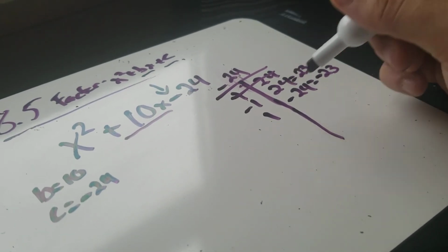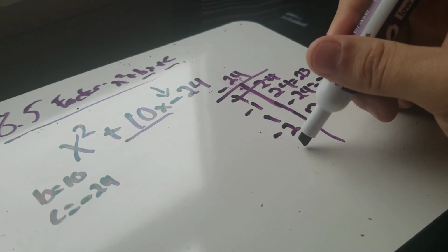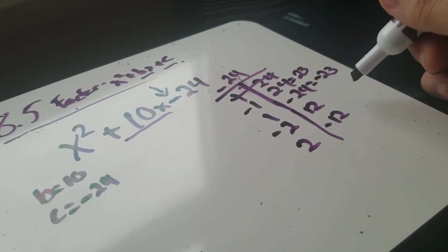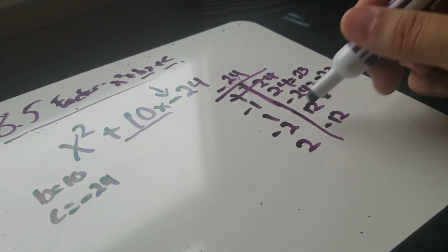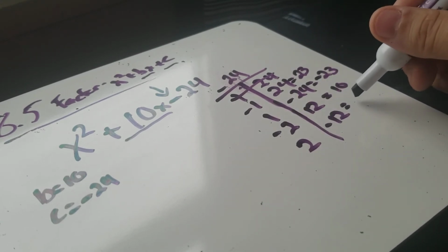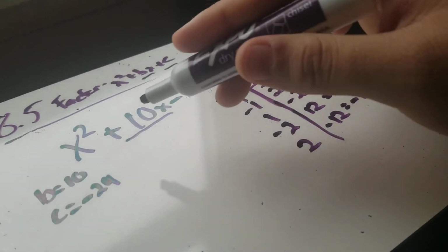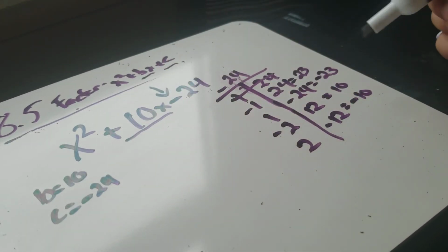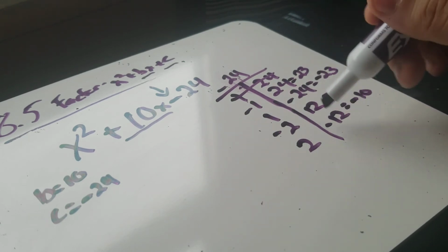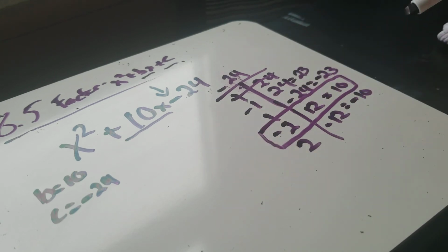So let me pick the next set of numbers. Let's see. Negative 2 and 12, and 2 and negative 12. Well, negative 2 plus 12 is 10, and 2 plus negative 12 is negative 10. All right, 10 is my goal, and it is a positive 10. So out of these two, negative 2 and 12 are my positive 10.